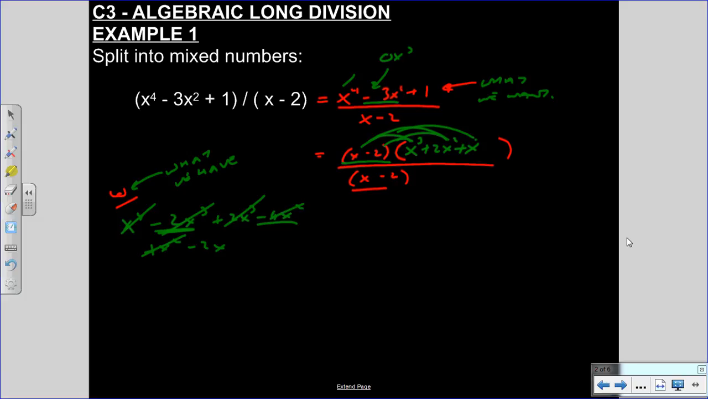Now I've got minus 2x, but here I've got no x again. Remember, we want what we have to be what we want. So for minus 2x, I would times that by plus 2, multiply that. So that's plus 2x minus 4. Bang, bang, they cancel. What I have then is minus 4, and what I want though is plus 1.